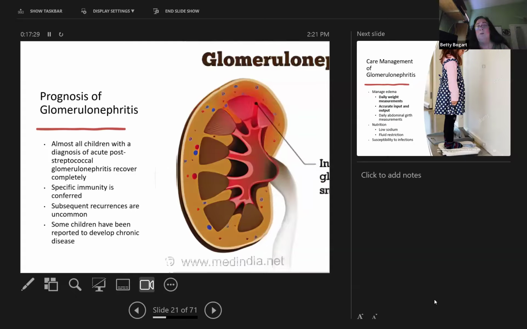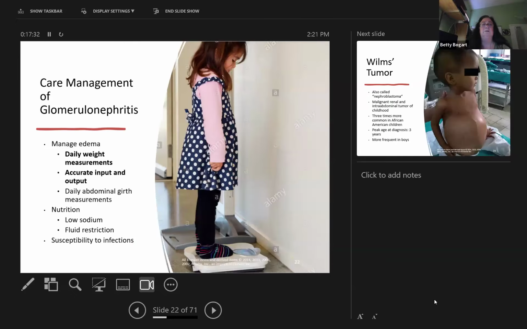Again, long-term antibiotics for the strep. So again, care management. You're going to manage the extra fluid. You're going to do daily weights, I&O. And on smaller kids, you would be measuring their abdominal girth because a lot of fluids can go there. Again, low sodium, fluid restrictions. And this is a child you have to be very careful with infections and good hand washing.